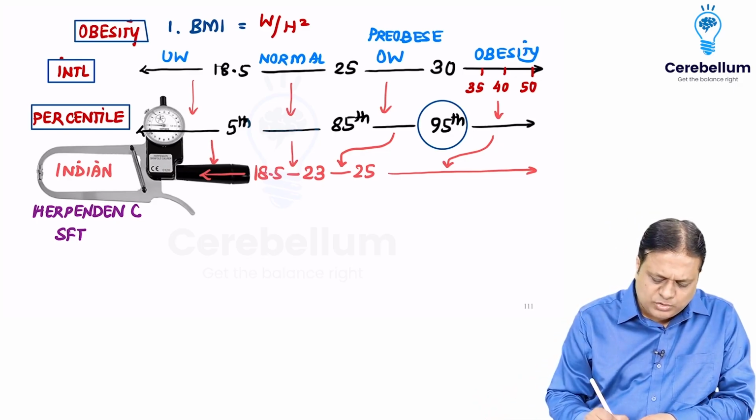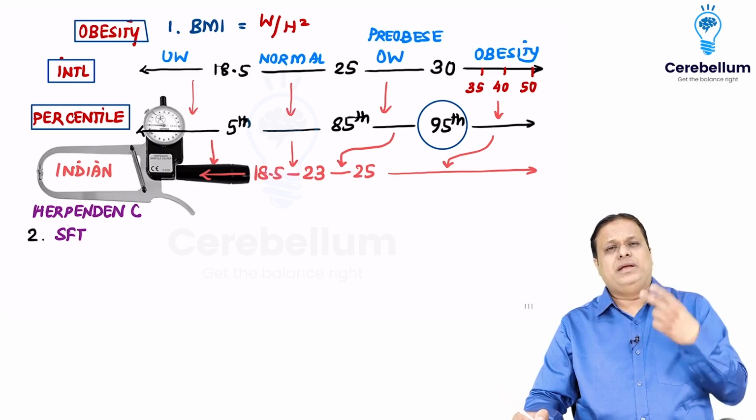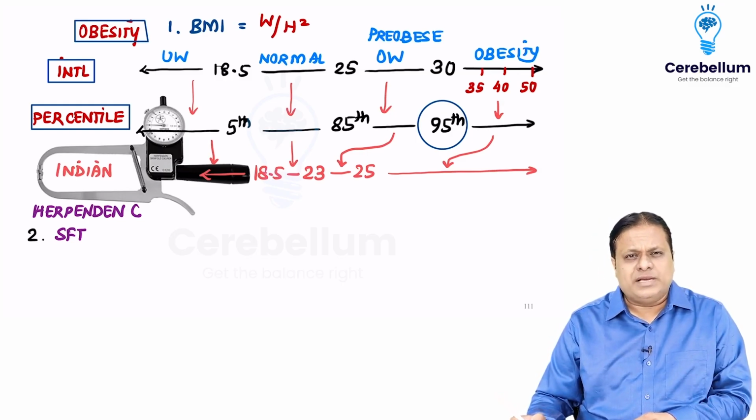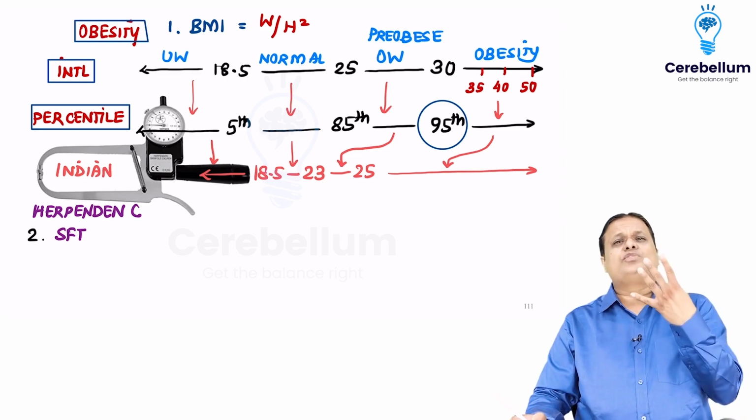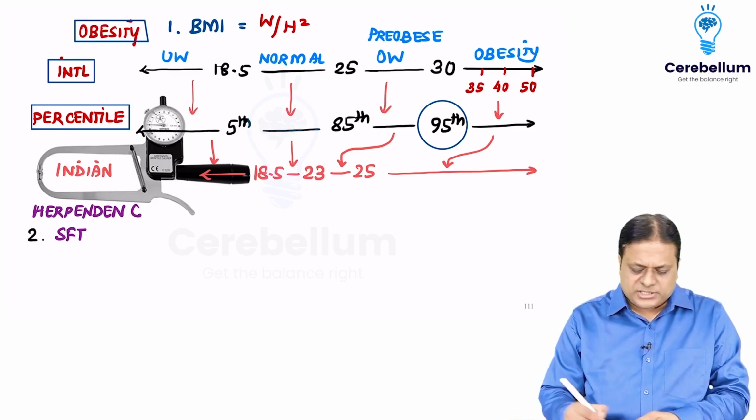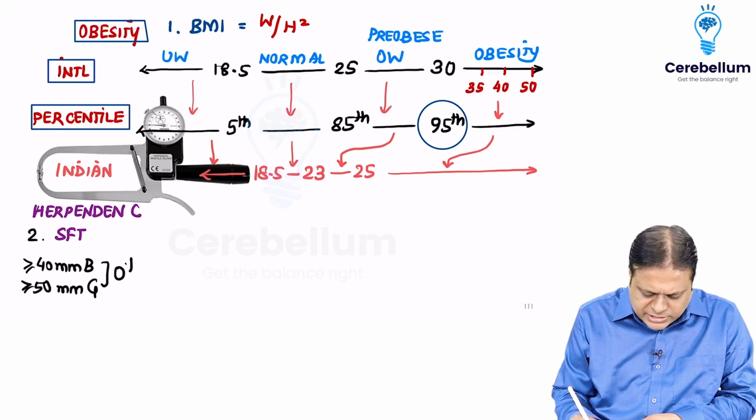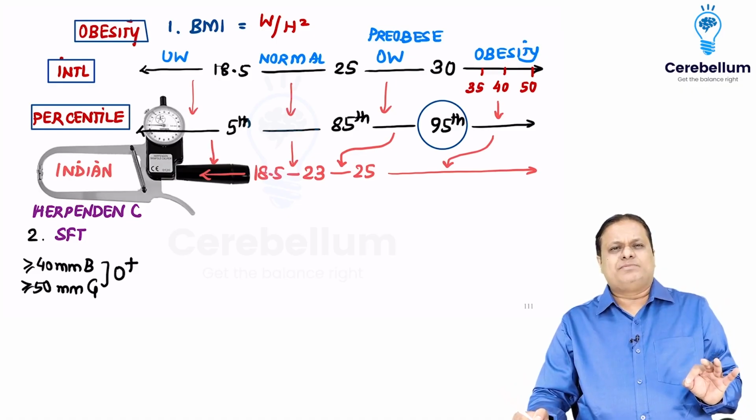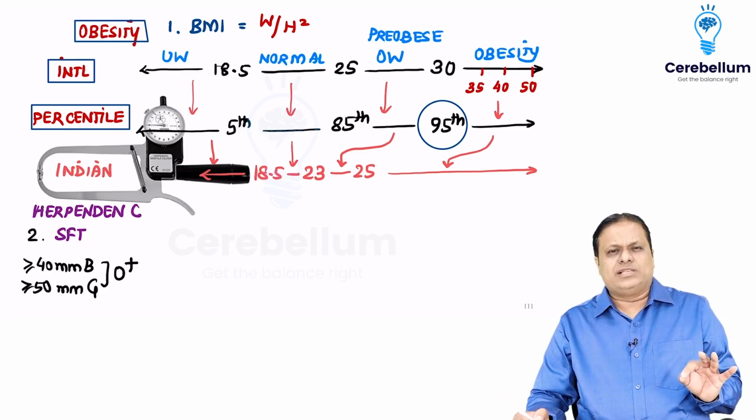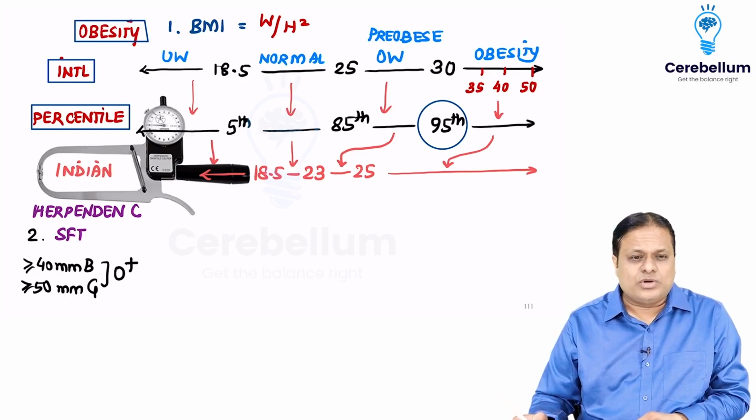For obesity we also use skin fold thickness. It is a weight independent, height independent indicator of obesity. We measure skin fold thickness at 4 sites: skin above biceps, skin above triceps, suprailiac, subscapular region. If their sum is more than 40 millimeter in boys or 50 millimeter in girls, obesity is present. Single site triceps is most sensitive. Skin fold thickness more than 18 millimeter in boys, 32 millimeter in girls is obese according to triceps.